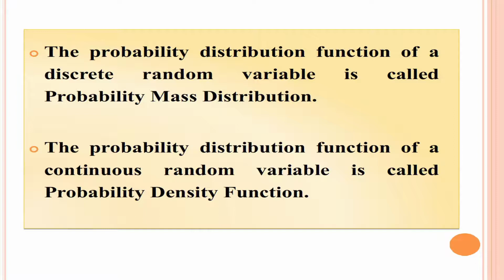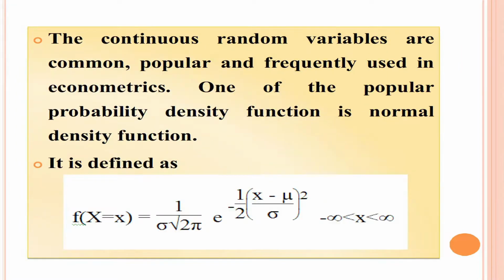The probability distribution function defined for a discrete random variable is referred to as the probability mass function. The probability distribution defined for a continuous random variable is referred to as the probability density function, or in short, PDF. Continuous random variables are common and frequently used in econometrics. One of the popular probability density functions is the normal density function.